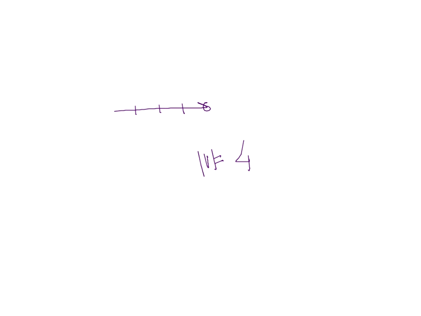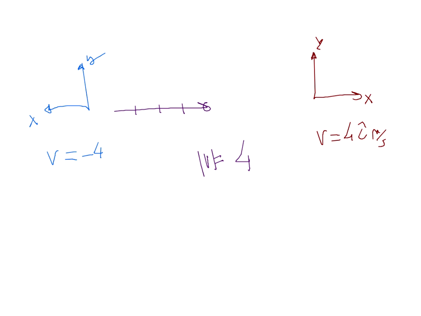But in this case, if I decide to pick this coordinate system, then V is positive 4. But if you decide to pick this coordinate system, then your V is negative 4. Okay? So now look at the other way around.